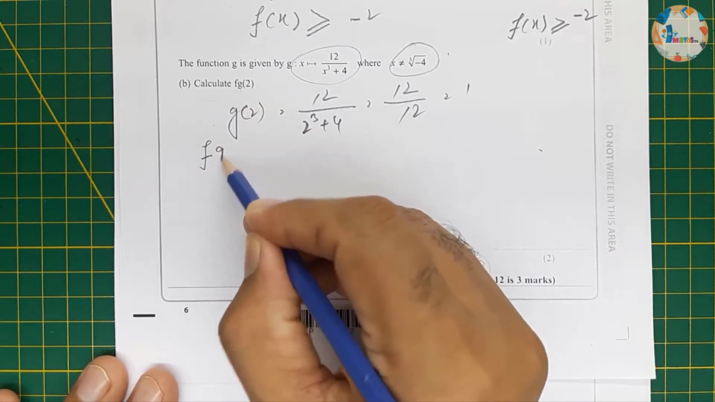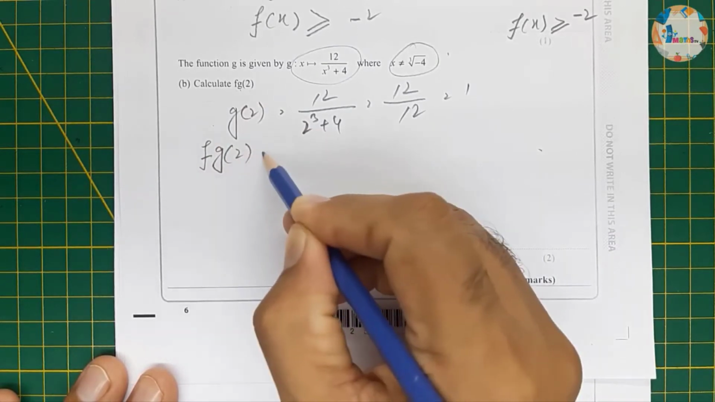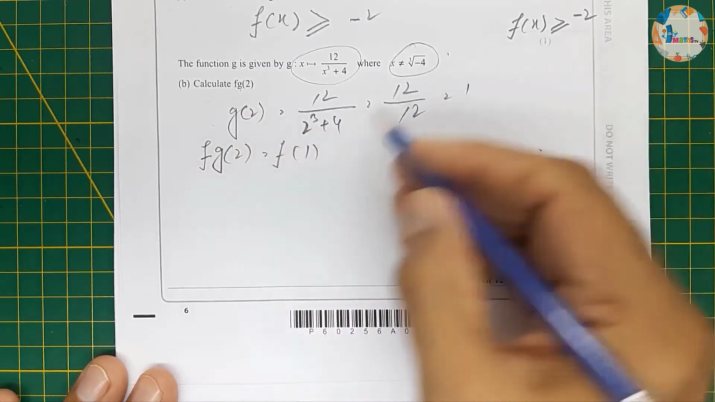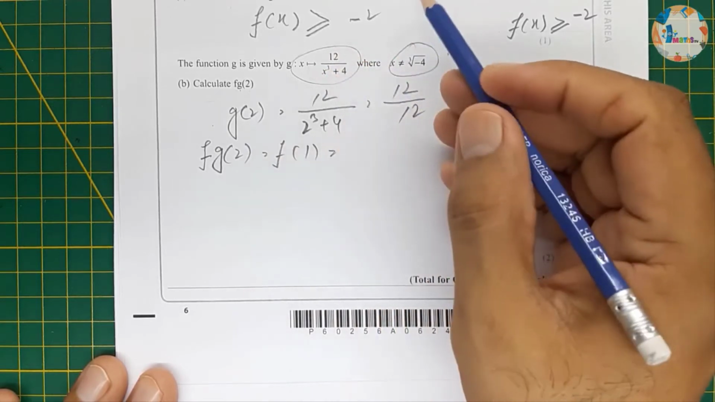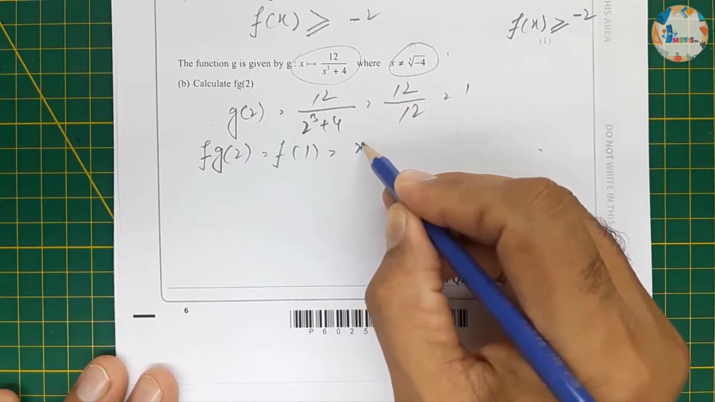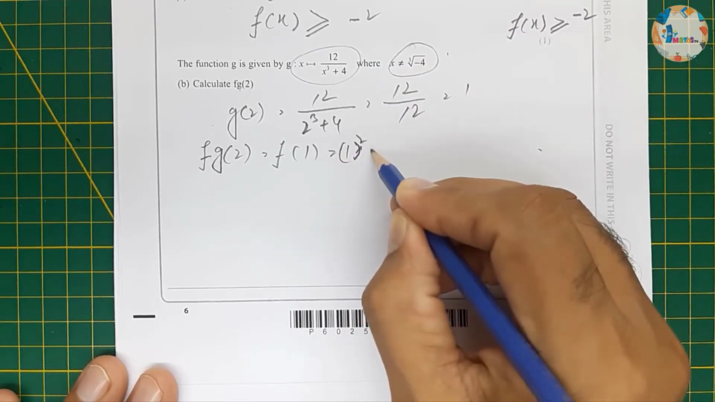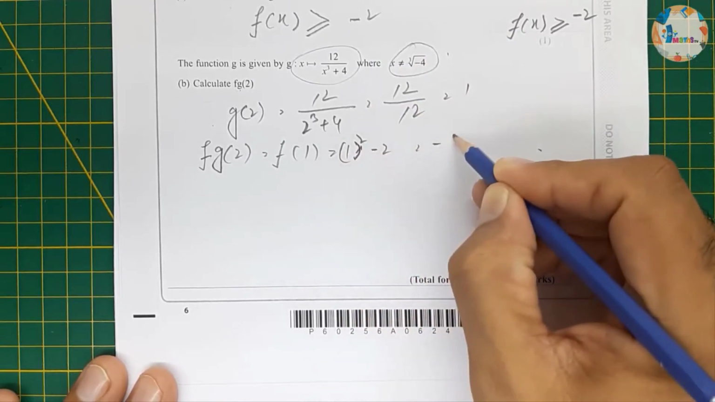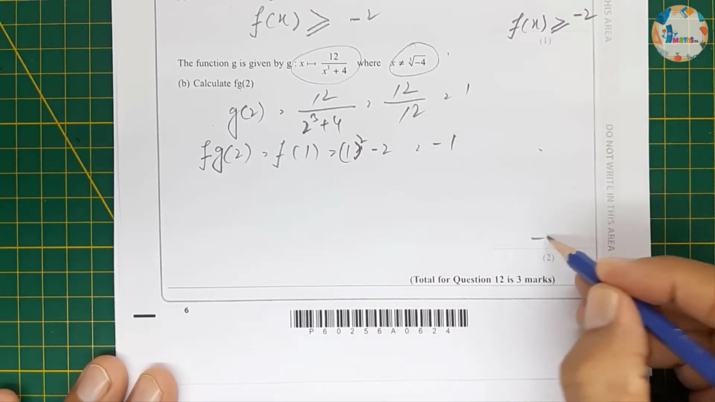So f of g of 2 will be equal to f of 1, and f of 1 is basically x square. Instead of x square we will be writing 1 square minus 2. This will be equal to minus 1. So our final answer will be minus 1 for this question.